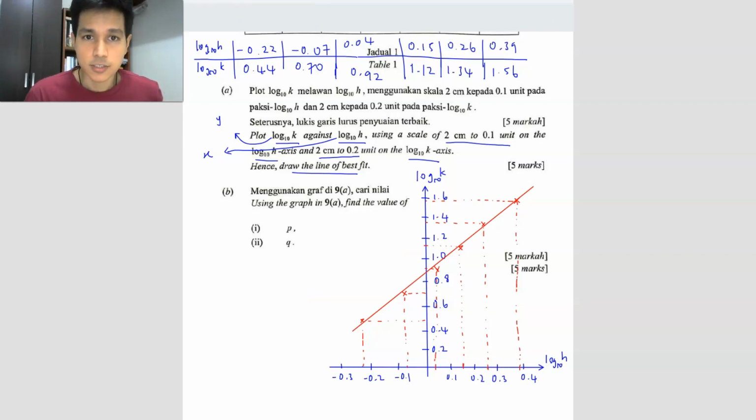So now you have drawn this, we can solve question B. Question B is asking you to use the graph to find the values of P and Q. So what are P and Q?